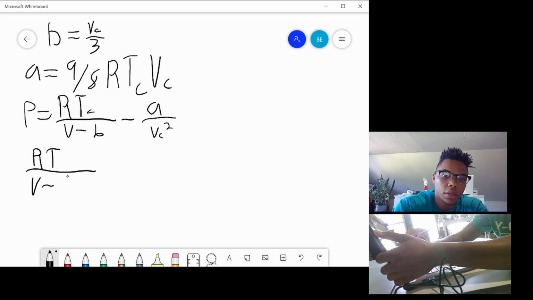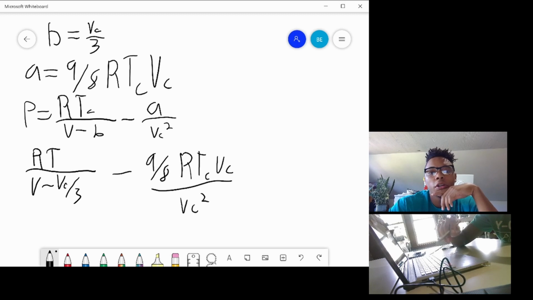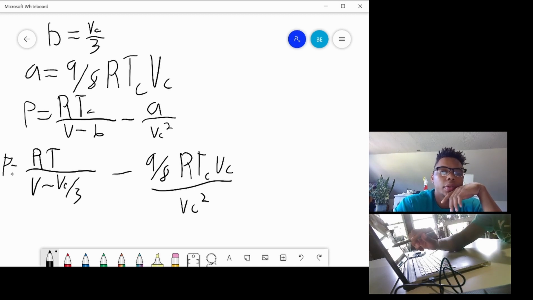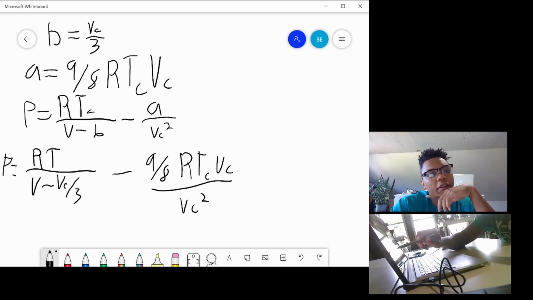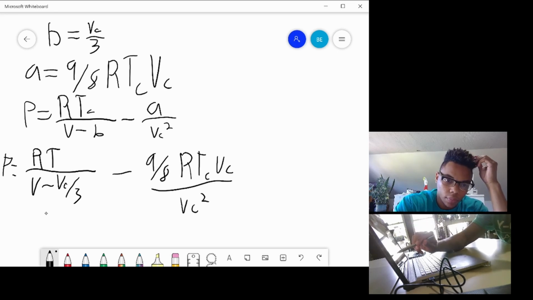And our B constant is equal to Vc over 3, minus A, which is 9/8 of RTc over Vc squared. And this all equals P. To get started, we see that we have a Vc over 3, so we're going to make that 2/3 of our critical volume.